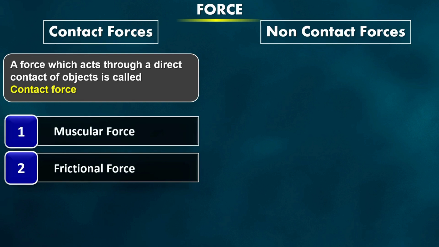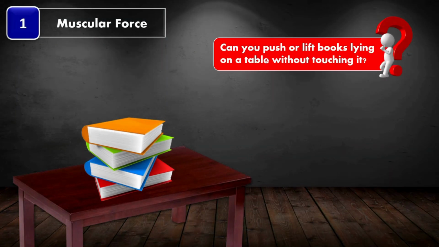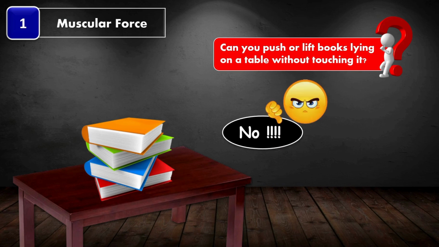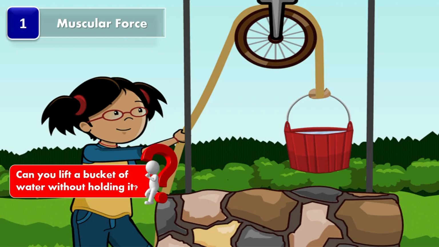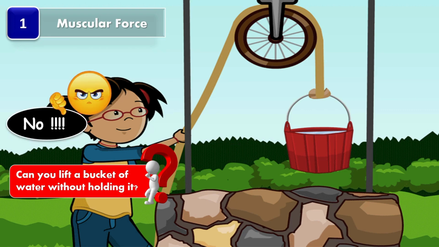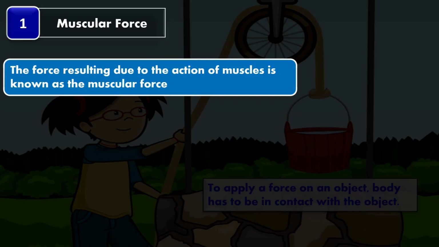Muscular force. Can you push or lift books lying on a table without touching them? No. Can you lift a bucket of water without holding it? No. To apply a force on an object, the body has to be in contact with the object. The force resulting from the action of muscles is known as muscular force.